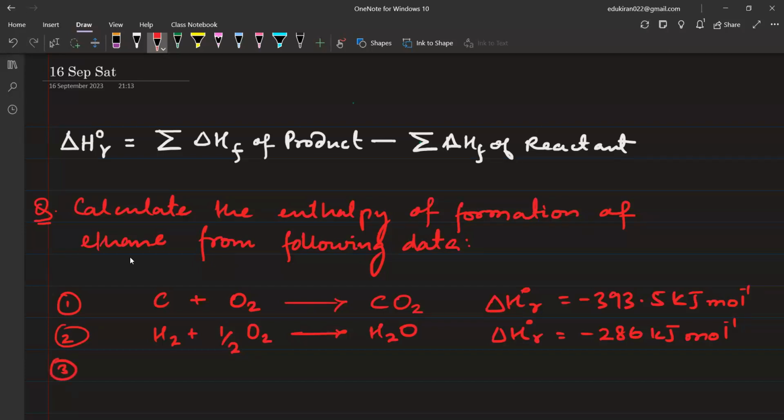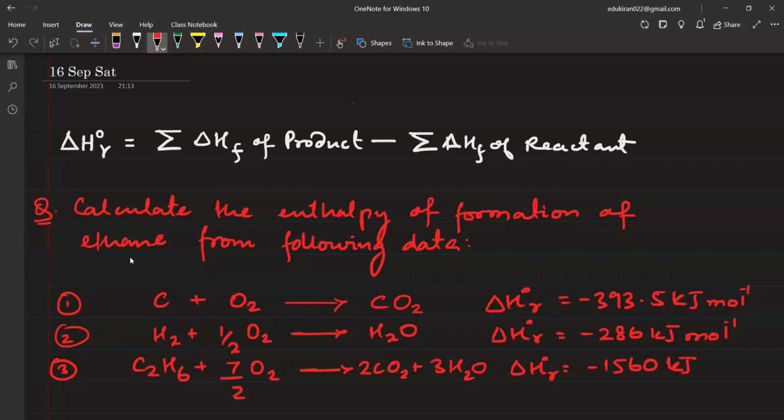Thirdly, when you have ethane, C2H6, it reacts with 7/2 molecules of O2. It gives 2 carbon dioxide plus 3 H2O. And the enthalpy of this reaction is equal to minus 1560 kilojoule per mole. Okay, please write this down.